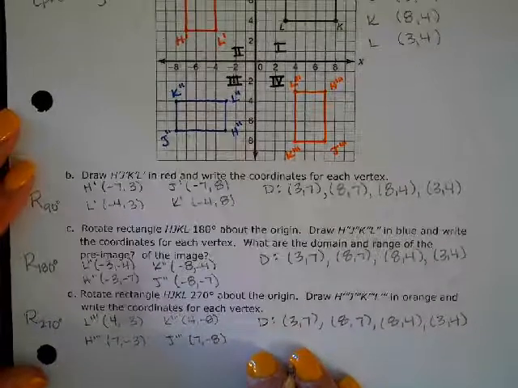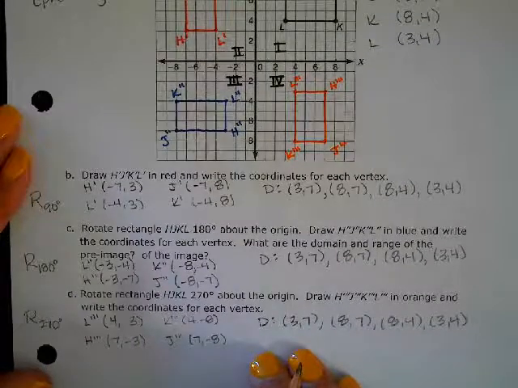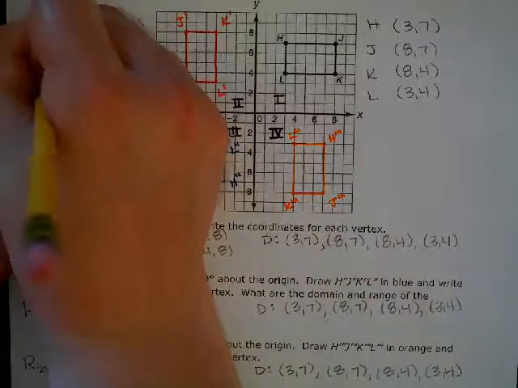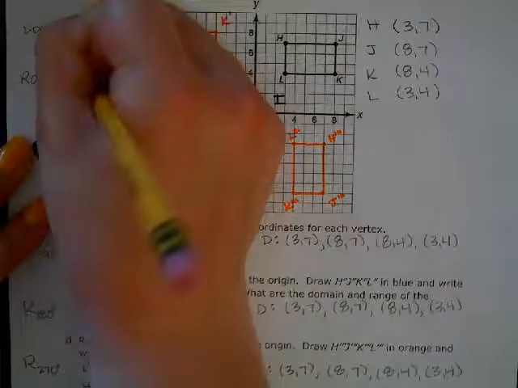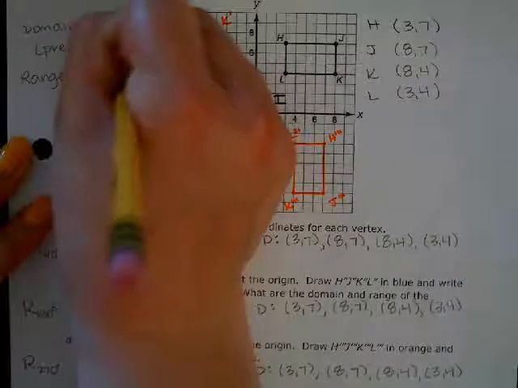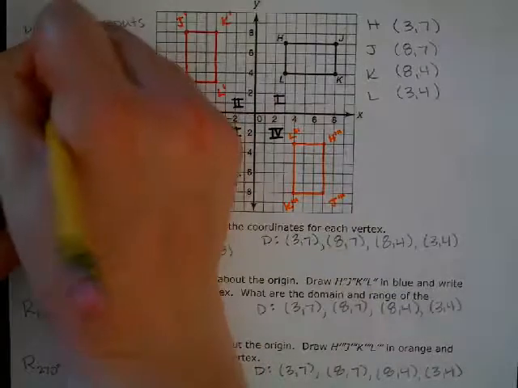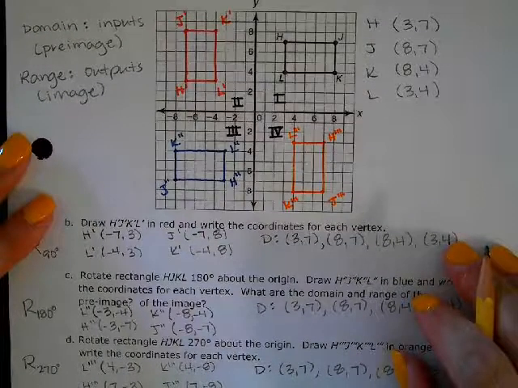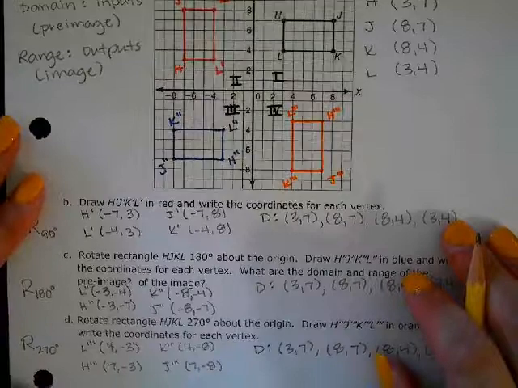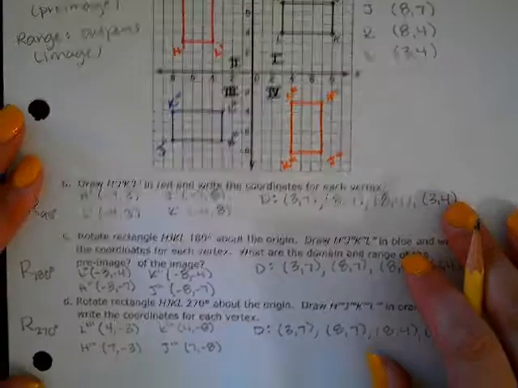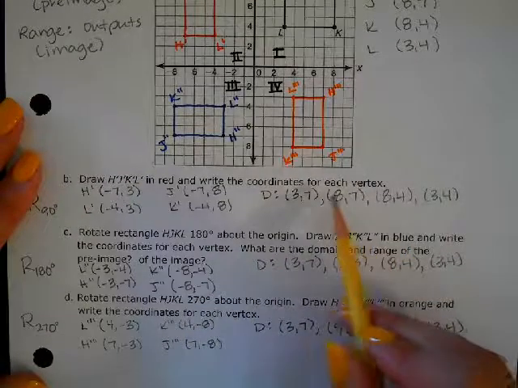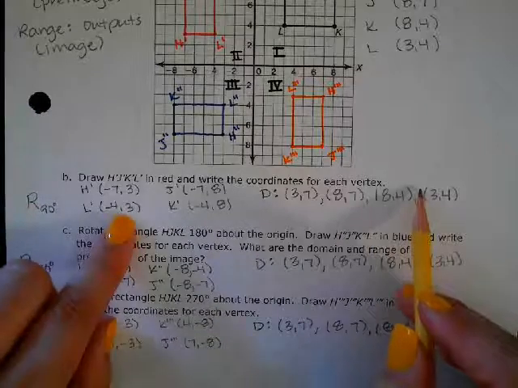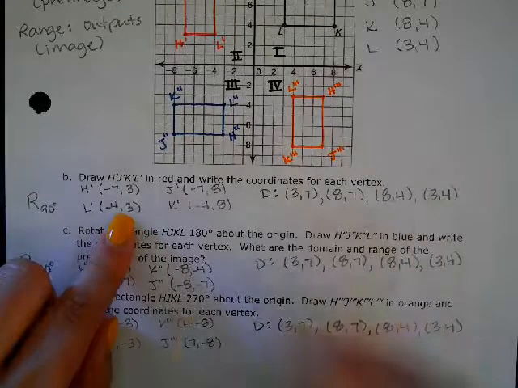The word range means your outputs. And the output changed every time because we did a different rotation every time. So for the first one, we had an input of the pre-image. We had an output of a 90-degree rotation. So our output was these 4 points. Does that make sense? Okay.